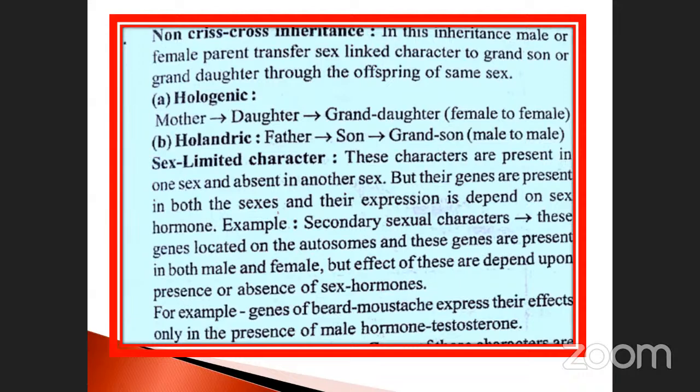Holoandric: androecium, note it down. Gynoecium, like that you can imagine. Gynoecium is the female part; holoandric is the male part. Father, son, grandson. Here, male to male. But here there is no carrier. Suppose if it is a carrier, the male is a carrier. Starting is also male, carrier is also male, affected also a male. Likewise, you have to point out. Hologenic, holoandric.